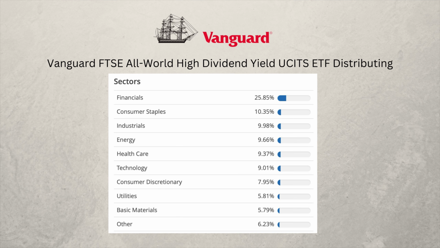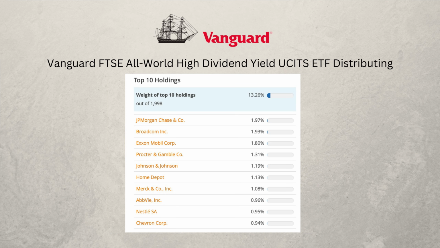The financial sector makes up the largest proportion at 25%. And here are the largest companies you would own. So how has this one performed over the last 5 years when capital growth and dividends are taken into account?